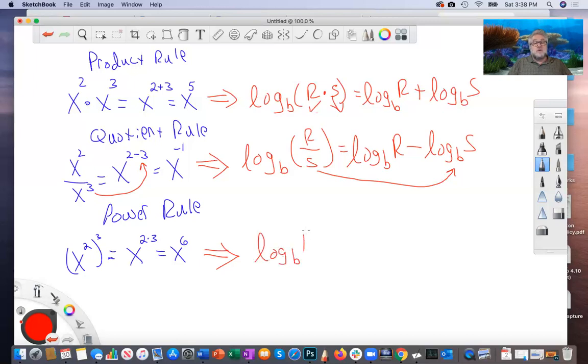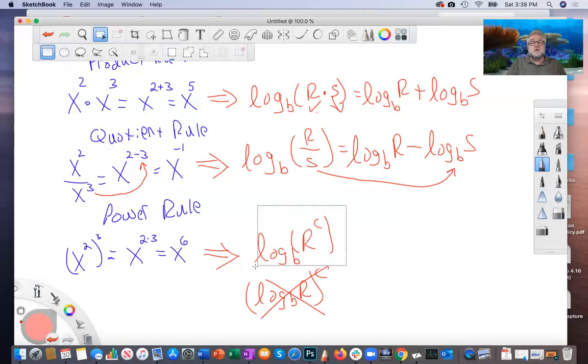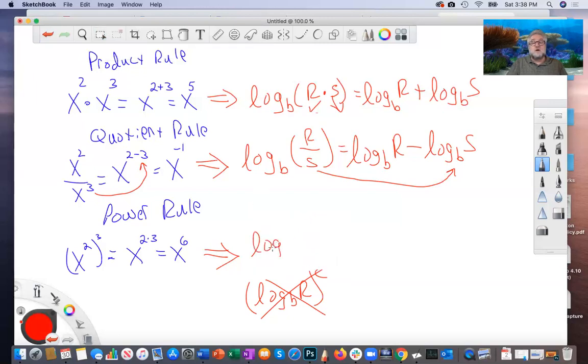When we have log base b of r to the c, when we raise this to an exponent inside the logarithm function, this is not log base b of r raised to the c. This is totally different, okay? We're not talking about this. We're talking about when the exponent is inside the log function. Let me write that a little neater so it's clear, because it's very important to differentiate between the two. So log base b of r to the c.